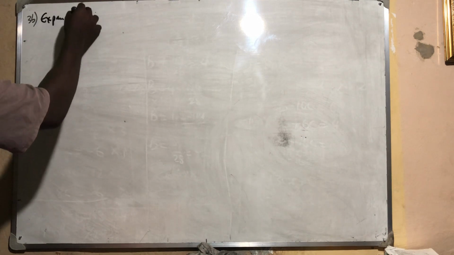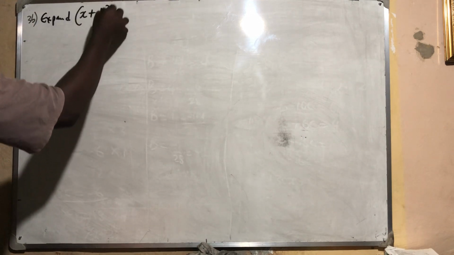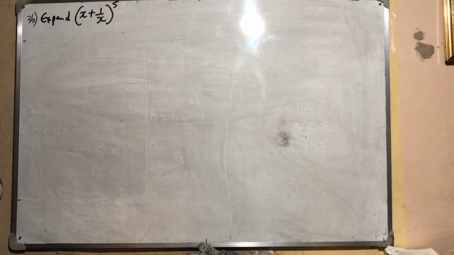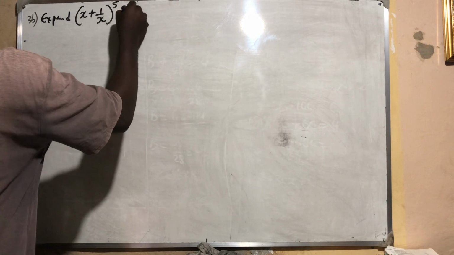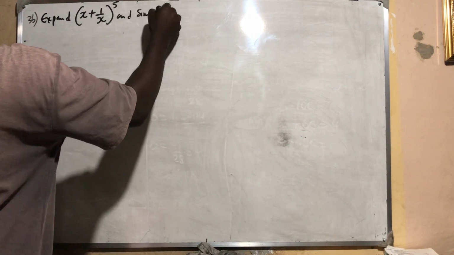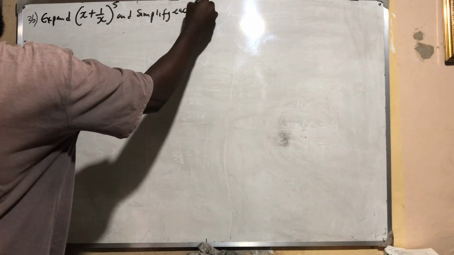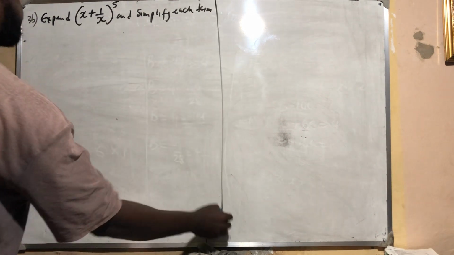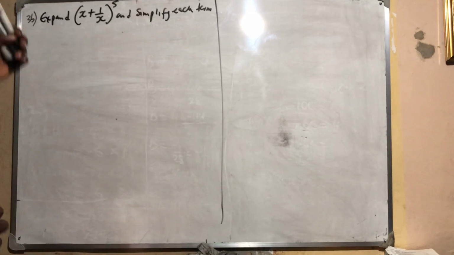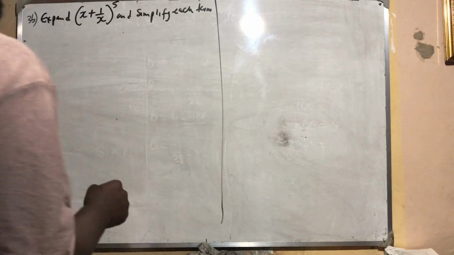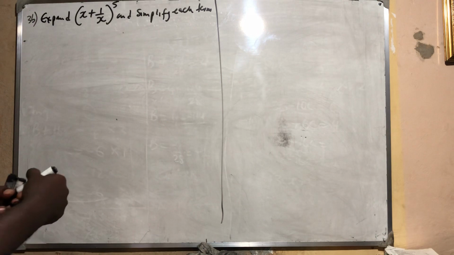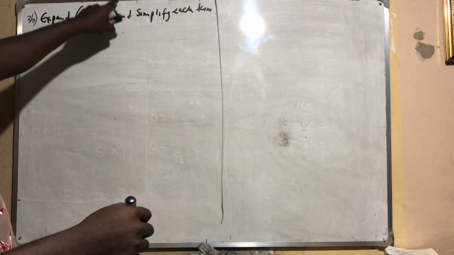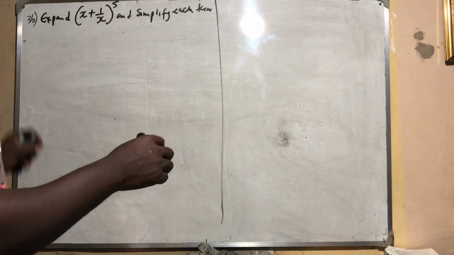They said expand x plus 1 over x all raised to power 5, right? And simplify each term. Now, if you want to expand this, you either use the binomial expansion theorem or you use Pascal's triangle. But since it is a natural number and it is 5, I can use Pascal's triangle.